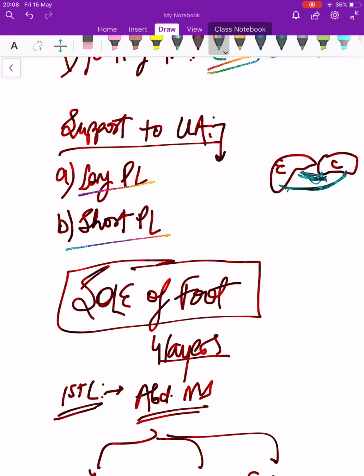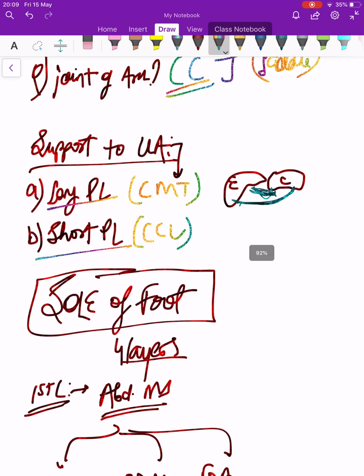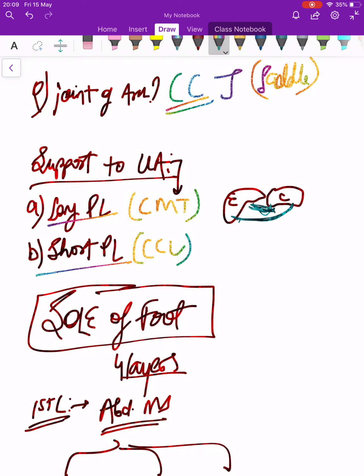Calcaneocuboid and the calcaneometatarsal. The short one is the calcaneocuboid ligament and the long one is the calcaneometatarsal ligament. Okay, so this one is the long plantar ligament, which is calcaneometatarsal.